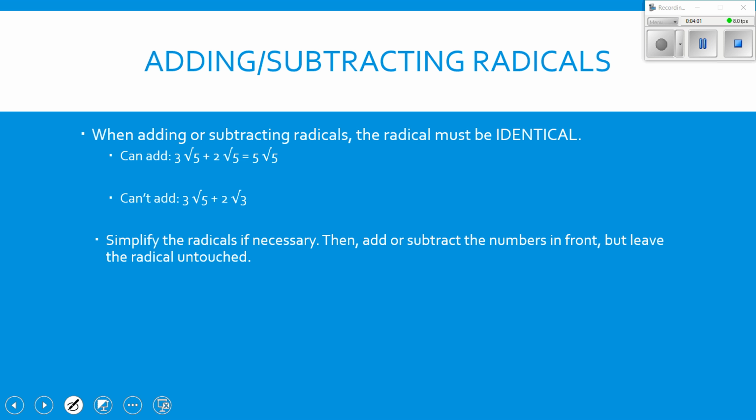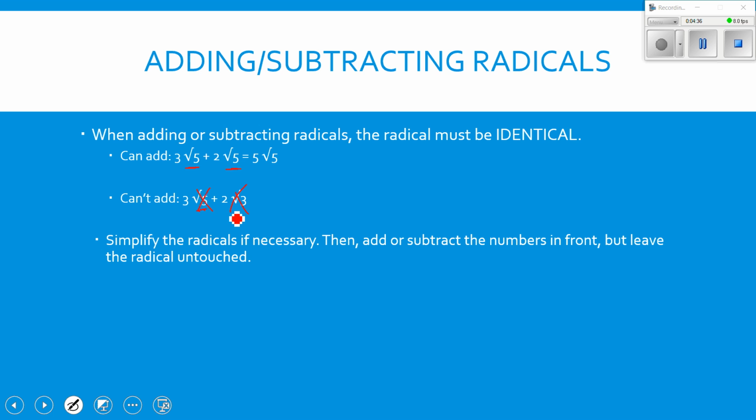Adding or subtracting radicals: what can we do with radicals after we simplify them? You can add, subtract, multiply, rationalize, or divide. When you add or subtract, your radical component must be identical. So right here we have 3 root 5 and 2 root 5. You can add those, that works. But 3 root 5 and 2 root 3, those don't match. So we cannot add those. Your steps to simplifying to add or subtract radicals is you simplify your radicals first, you add or subtract the numbers in front, but you leave the radical untouched.